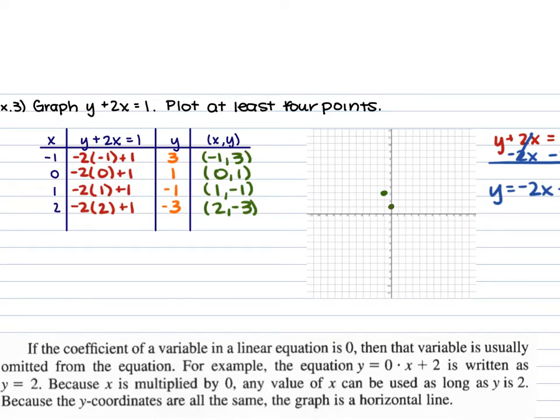The (1, -1), you're going to go to the right 1 and down 1, plot the point, and then the (2, -3), go to the right 2, down 3.